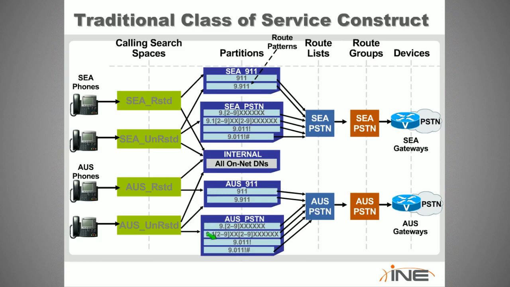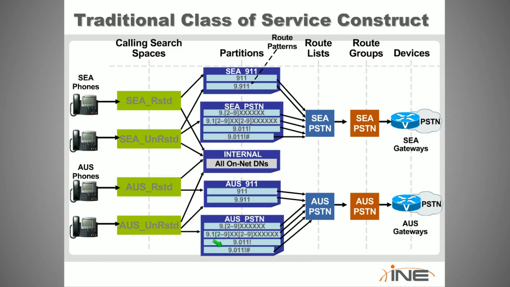Okay, so the idea is that we have to have multiple route patterns, even though if you take a look at these route patterns here for Seattle, 911 and 9.911, just so if someone goes off hook and dials 911 or the PSTN access code 9 and the emergency code 911, both will work. And all four PSTN patterns, those are the exact same as the Austin patterns, aren't they? Now, not every locale is like that, whether you're in the US, North America, or elsewhere, but many are.